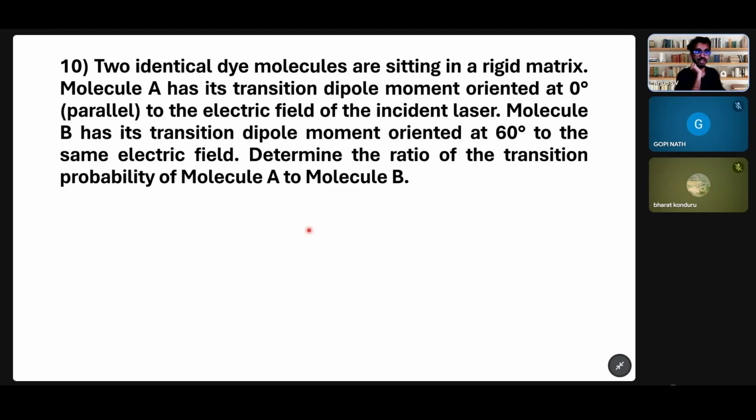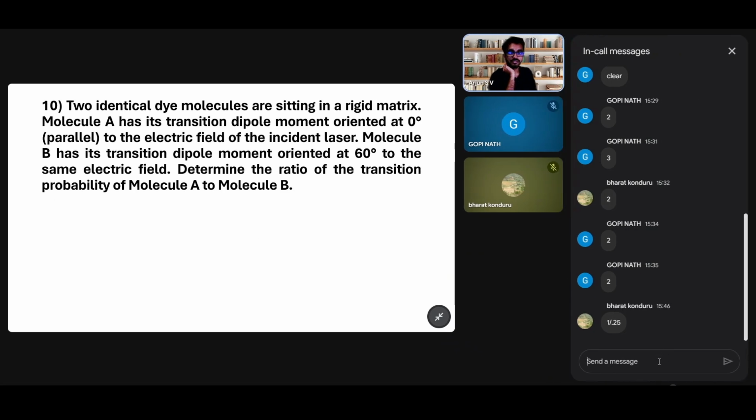And can you also put it in the chat box what expression you used for that with the angles, if possible? Like, how did you come up with the 1 and 0.25 for molecule A and molecule B?